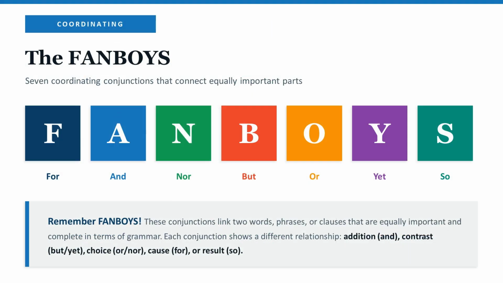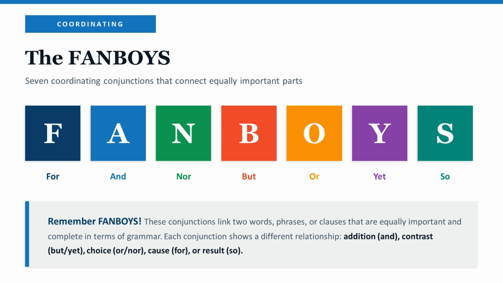Now let us look at coordinating conjunctions. There are 7 main coordinating conjunctions, and a very popular way to remember them is through the acronym FANBOYS. F stands for for, A stands for and, N stands for nor, B stands for but, O stands for or, Y stands for yet, and S stands for so.